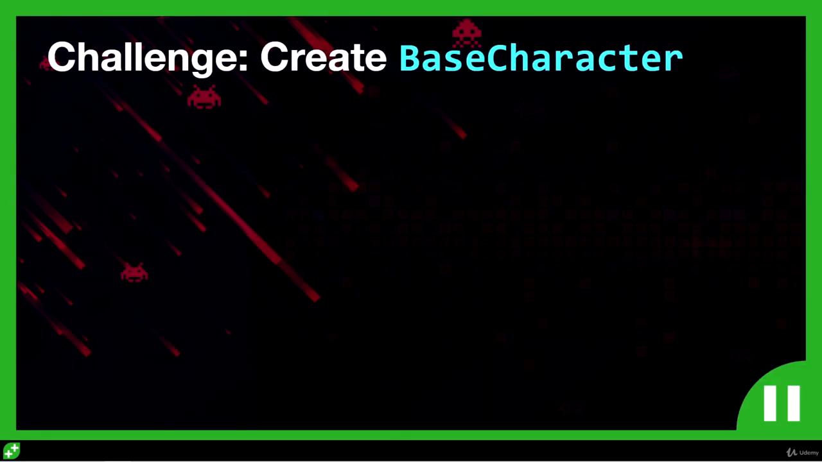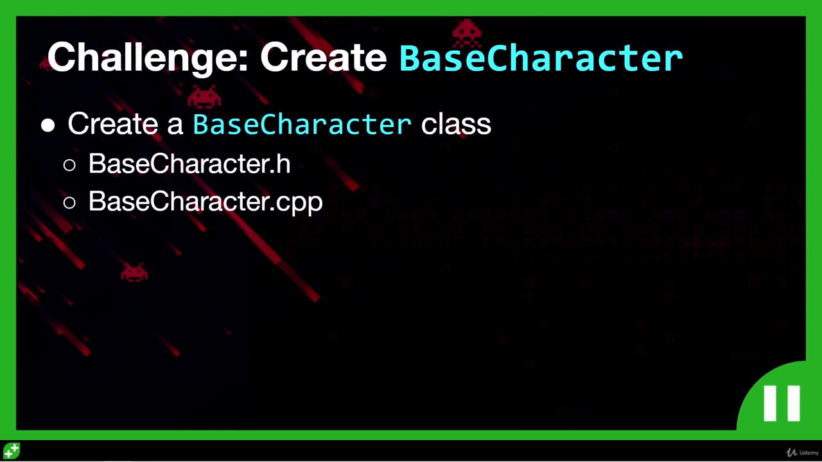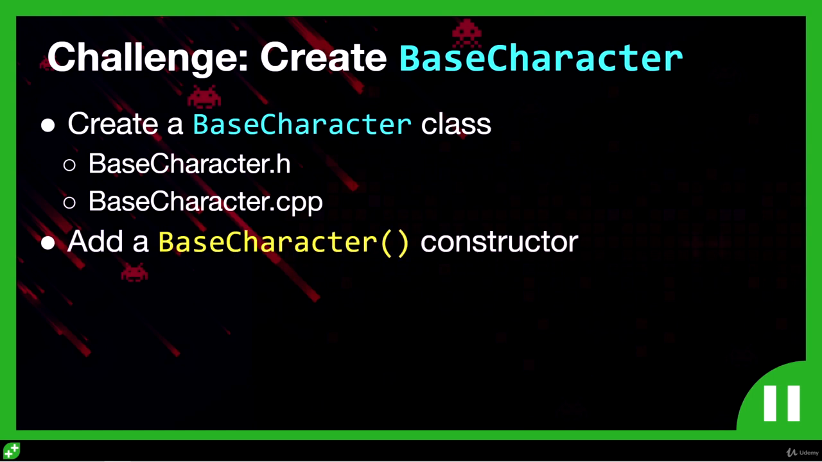Now, your challenge is to create a class called baseCharacter. Create the baseCharacter.h and baseCharacter.cpp files. Once you've declared the class in the header file, add a baseCharacter constructor. Make a constructor that takes no arguments. And once you define it in the source file, leave it with an empty body.